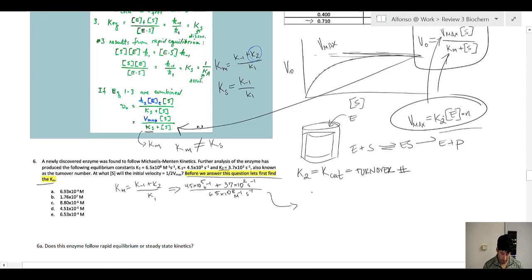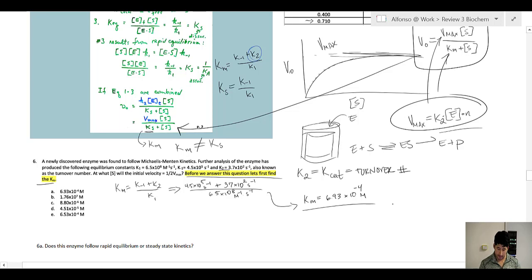All right, and the number that you should get is Km is equal to 6.93 times 10 to the negative 4th, and the units are molar, right? Because Km is a concentration. So this is your Michaelis-Menten constant. This is the affinity of the enzyme for the substrate, okay? So Km is a measure of affinity. It's not just a substrate concentration, it's also a measure of affinity. And we'll go through that in just a little bit.